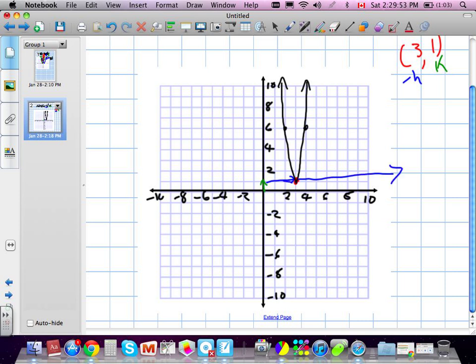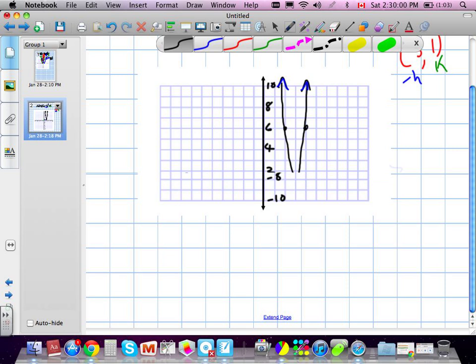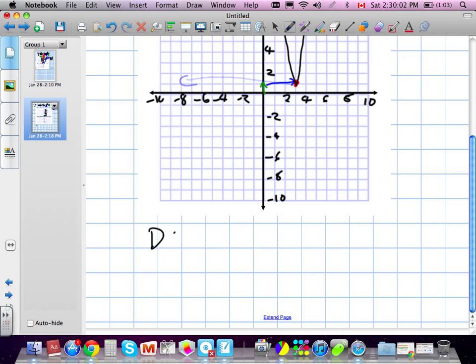Okay, so now for this function, they're asking me for domain and range. Domain deals with how far along the x-axis it's going to go, both ways. Because there's arrows, will this one ever stop? No. So our domain for this one, x, is the set of all real numbers, x in R. That's our domain.